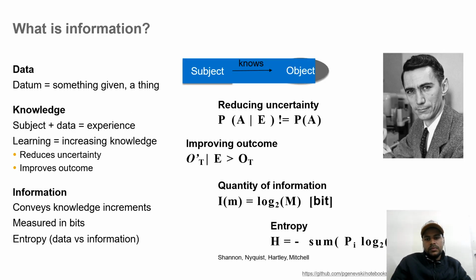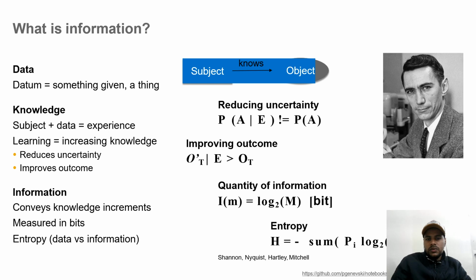So first we will cover the basics. What is information? What is data? Data is something given, a thing. But knowledge is subject plus data, which is equal to experience. Learning is equal to increasing knowledge. When the knowledge increases, it reduces the uncertainty and improves the outcome.